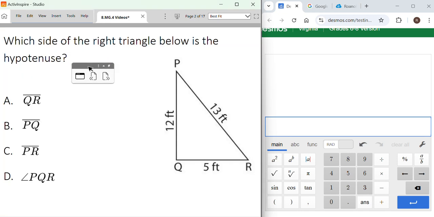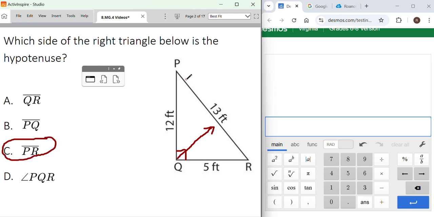So this question says, which side of the right triangle below is the hypotenuse? Well, if we're told it's a right triangle, we can assume that's the right angle there. And across from it would be your hypotenuse, which makes sense because 13 is the longest length. This is PR. So this says QR, PQ, and PR with the line above it. That means segment PR forms the hypotenuse.